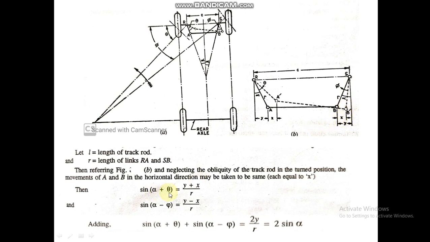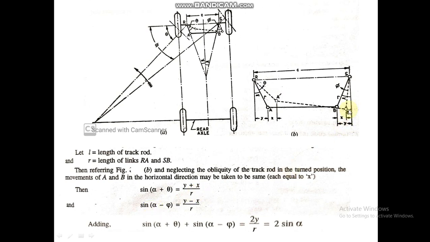So sine of alpha plus theta. We will apply the formula here. This is alpha and this is theta. Apply the formula for sine of alpha plus theta in this right angle triangle: sine is opposite side over hypotenuse. The opposite side is y plus x, and the hypotenuse is r. So sine of alpha plus theta will be y plus x upon r.